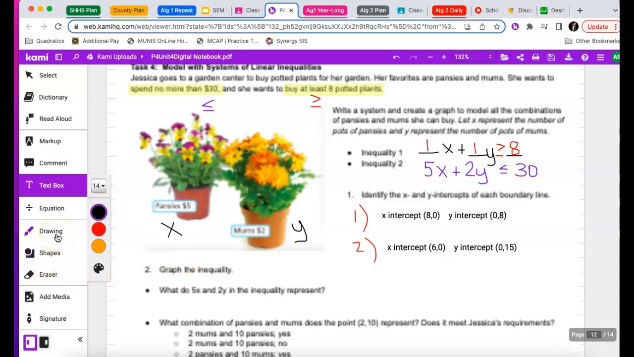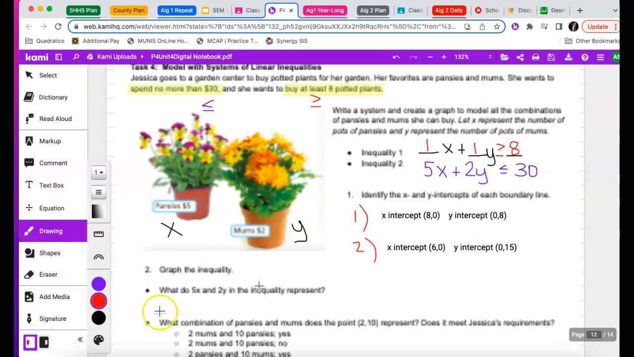So we already graphed the inequalities in Desmos. So we'll just put a check and we'll say C Desmos. That's where we were identifying our x and y intercepts.